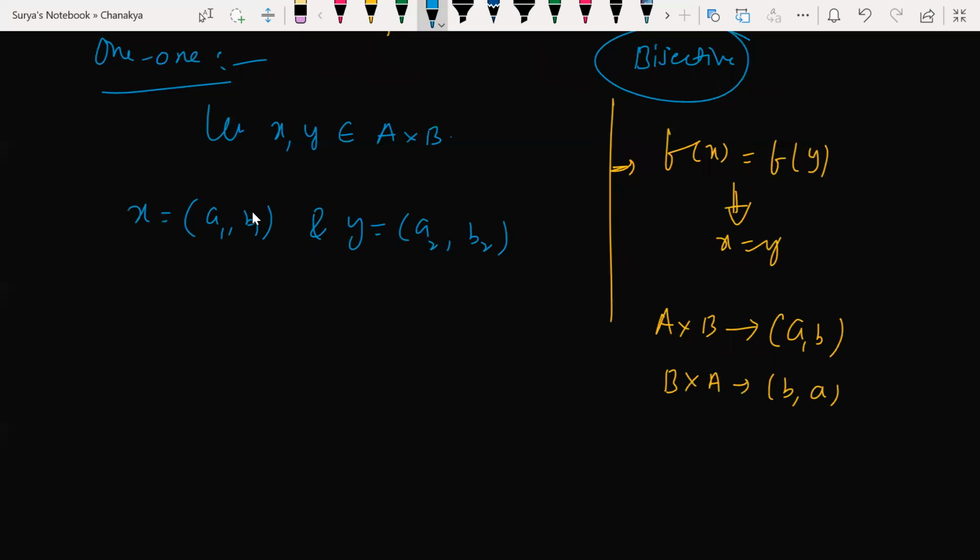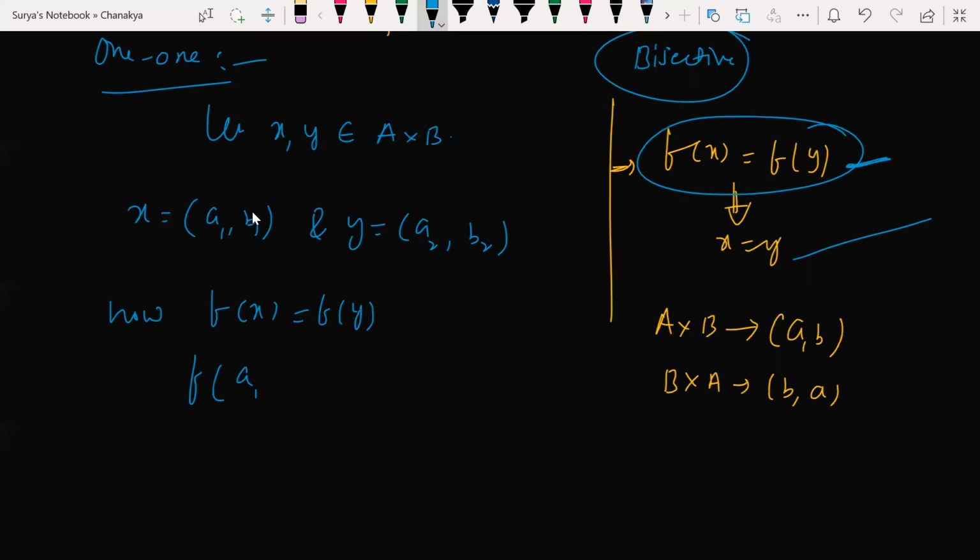Now what we have to show? If it is this one, we have to show x is equal to y. Now f of x is equal to f of y. F of x is nothing but f of A1 comma B1, and f of y is nothing but f of A2 comma B2, as per the definition. Clear?